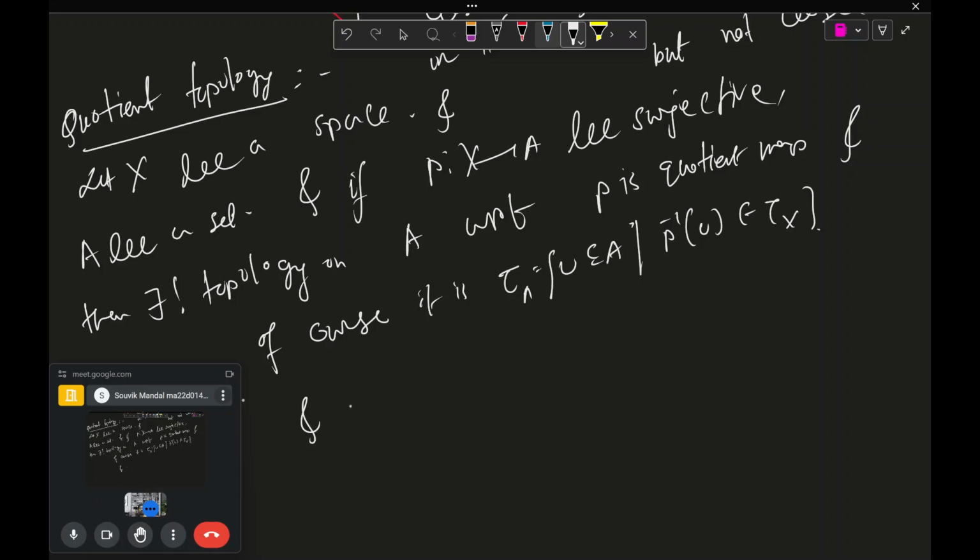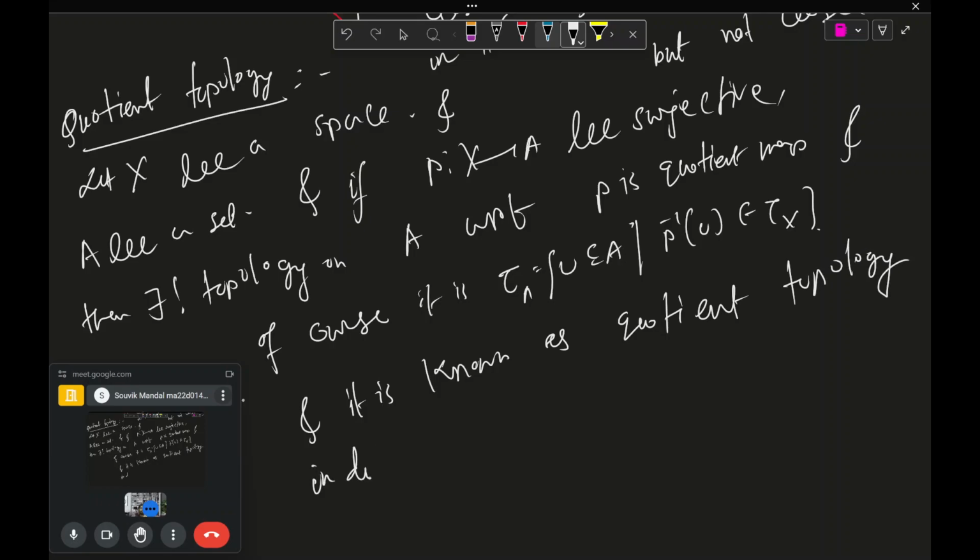And it is known as the quotient topology induced by little p.